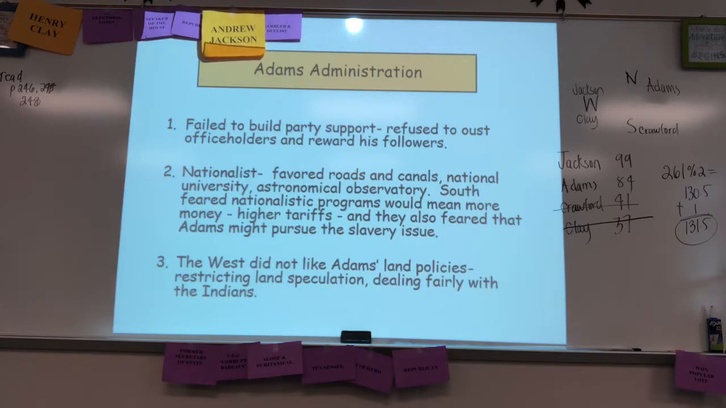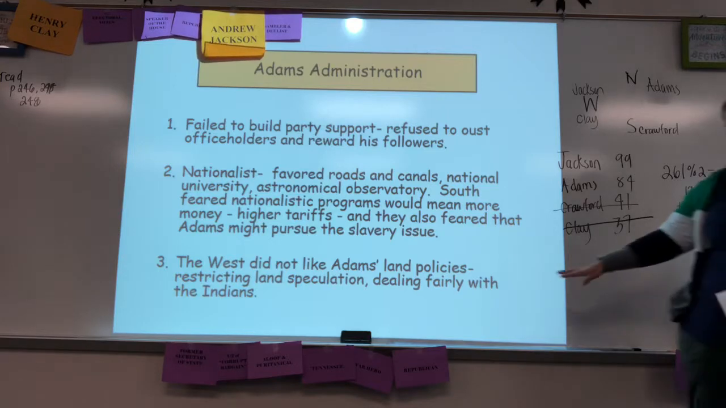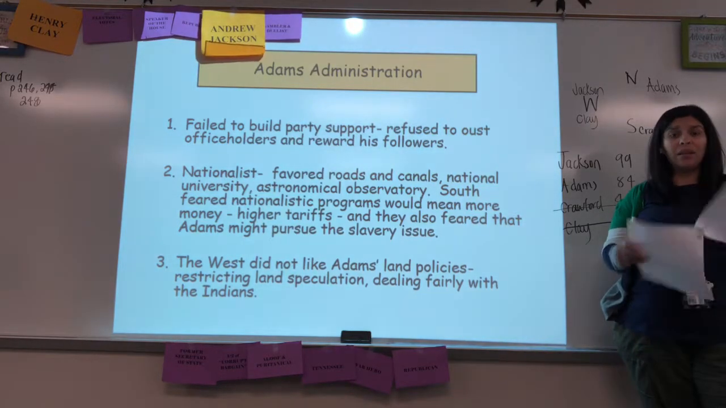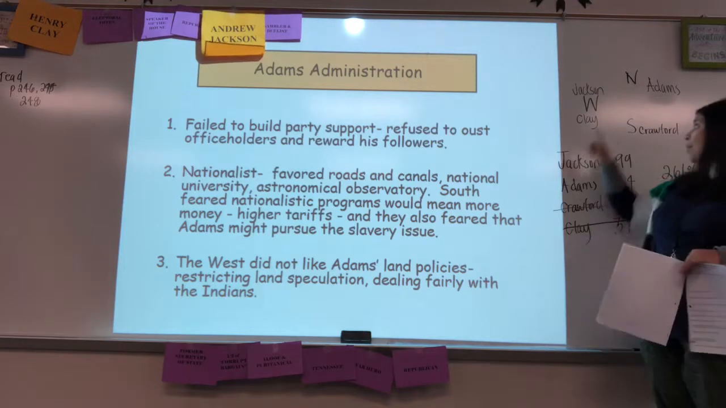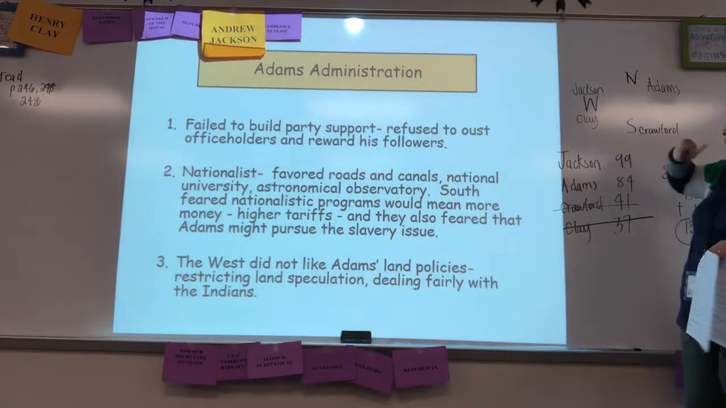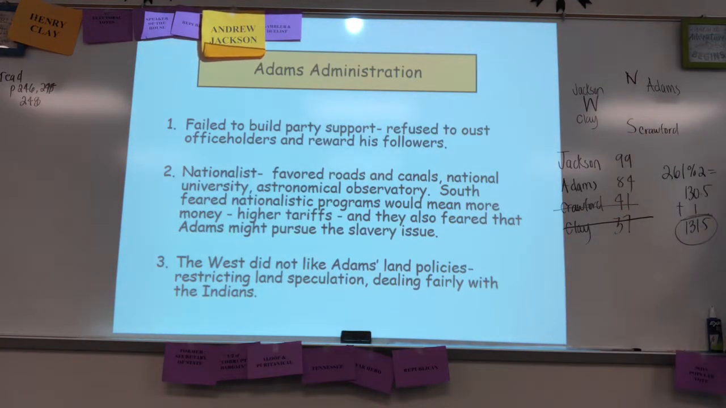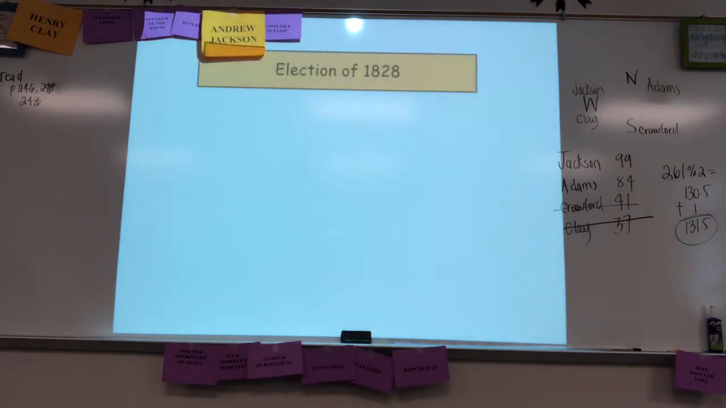We're going to see the West did not like Adams either. Adams is going to treat the Indians very fairly. Okay? And he's going to let them have their land because they have a contract to that land. What can't we do to contracts? Impair them. He says, no, they have a contract. We are going to deal with them fairly. Is Adams popular with the West? Is he popular with the South? No. And so when we see the next election of 1828, do you think Jackson has been campaigning?